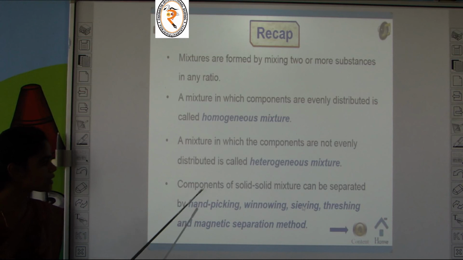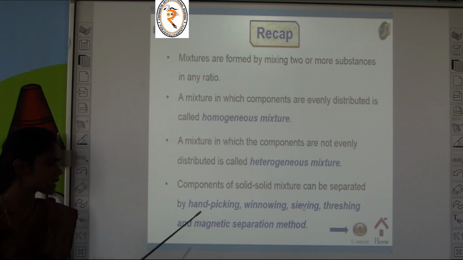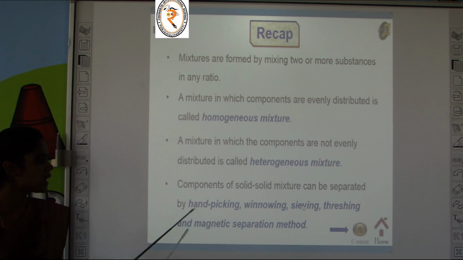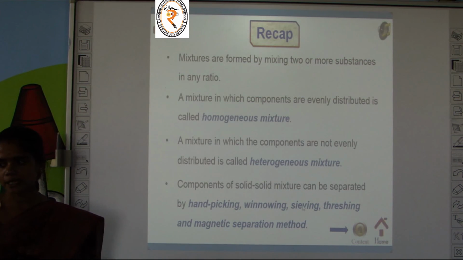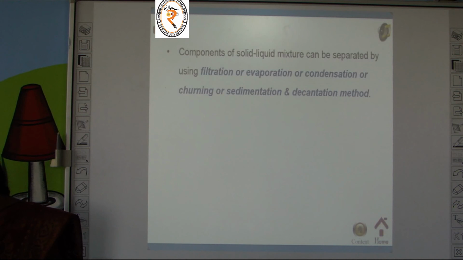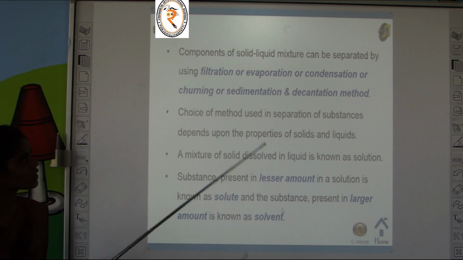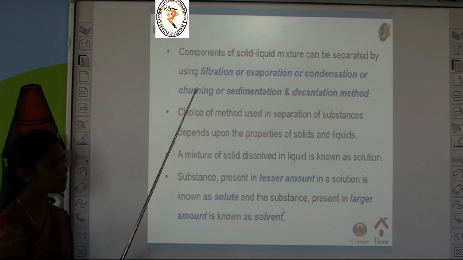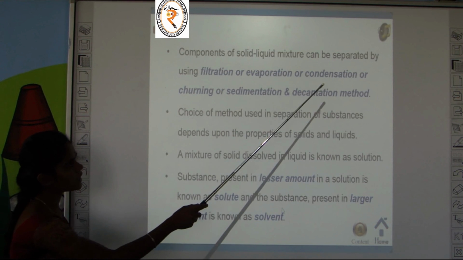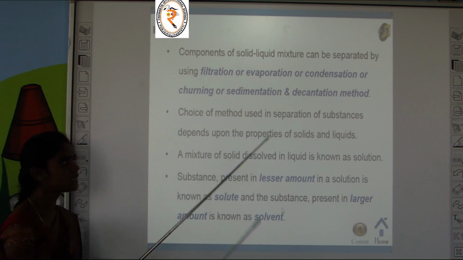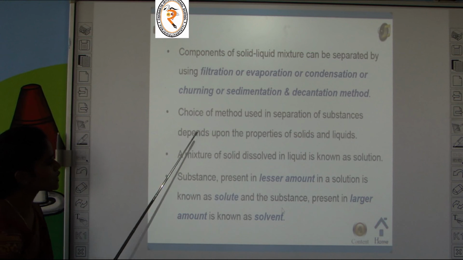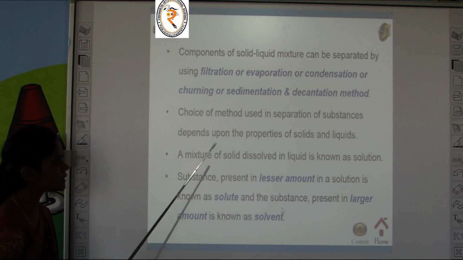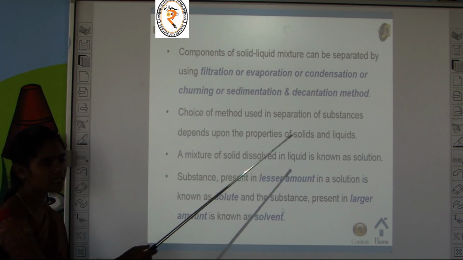Components of a solid mixture can be separated by what methods? Hand picking, winnowing, sieving, threshing and magnetic separation. Components of a solid-liquid mixture can be separated by filtration, evaporation, condensation, churning, sedimentation and decantation. The choice of method used in separation of substances depends upon the properties of the solid and the liquid.